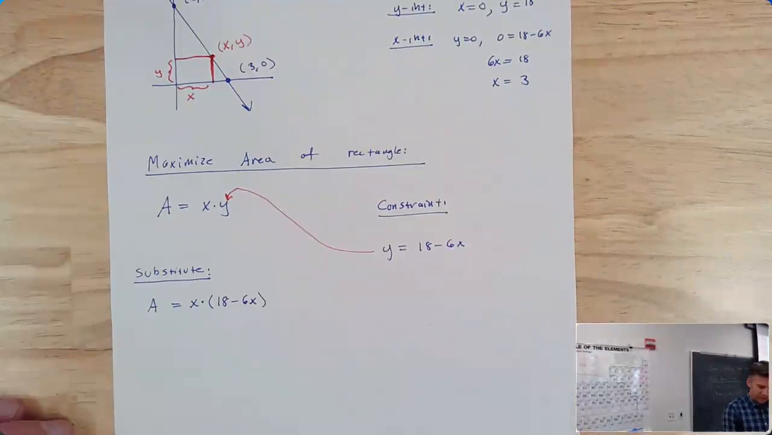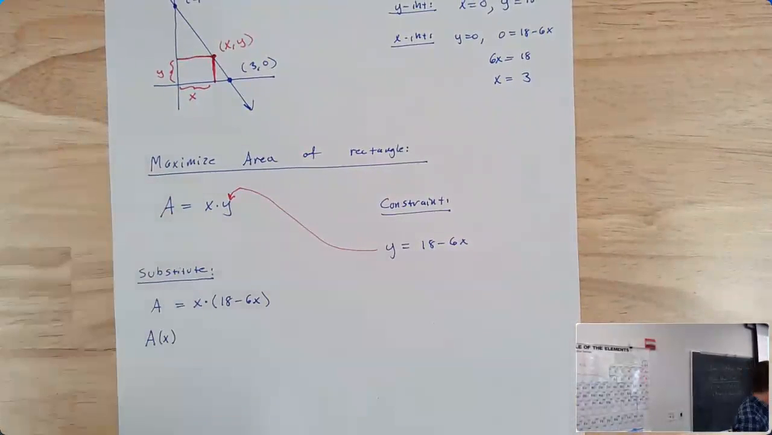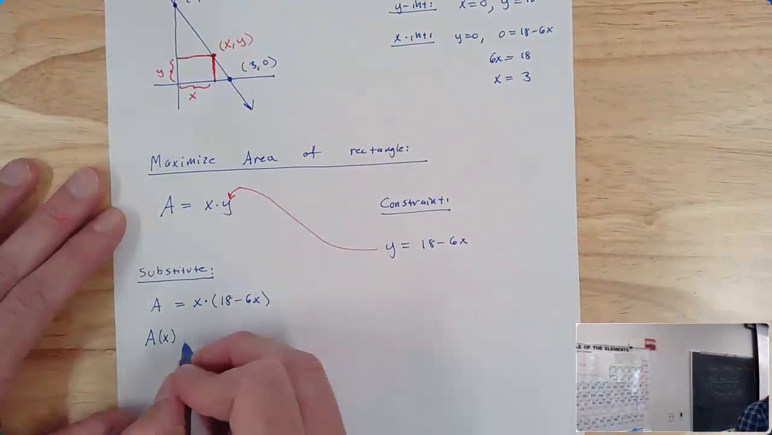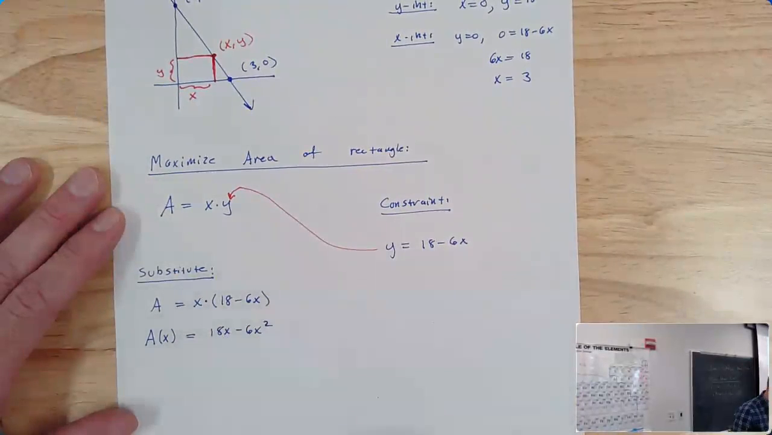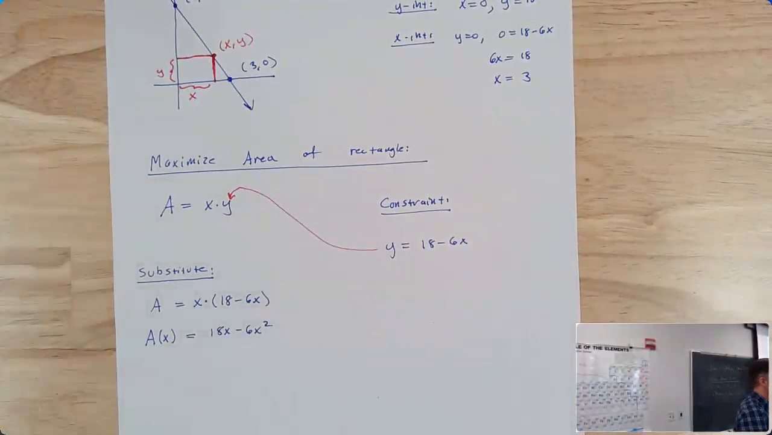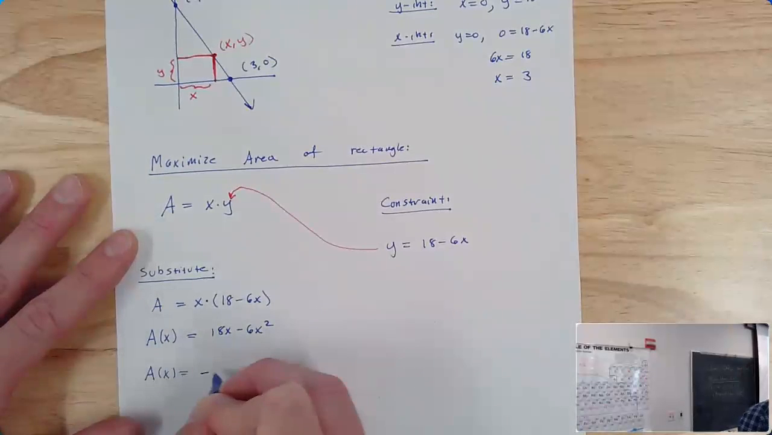And if you want, and I kind of do want, I'm actually going to write A of X to really emphasize the fact that the area is a function of X. And if I multiply this out, I get 18X minus 6X squared. And I really do recommend, just to keep things straight in your mind, writing this in the standard order. When you're writing a polynomial, we usually write the highest powers first. That's going to help you keep track of which thing is A and which thing is B and which thing is C if there's a C. So we've got A of X equal to negative 6X squared plus 18X.